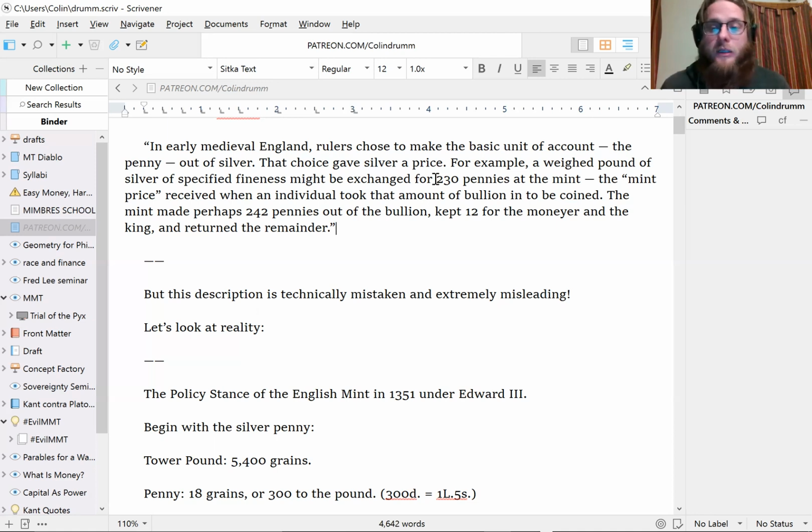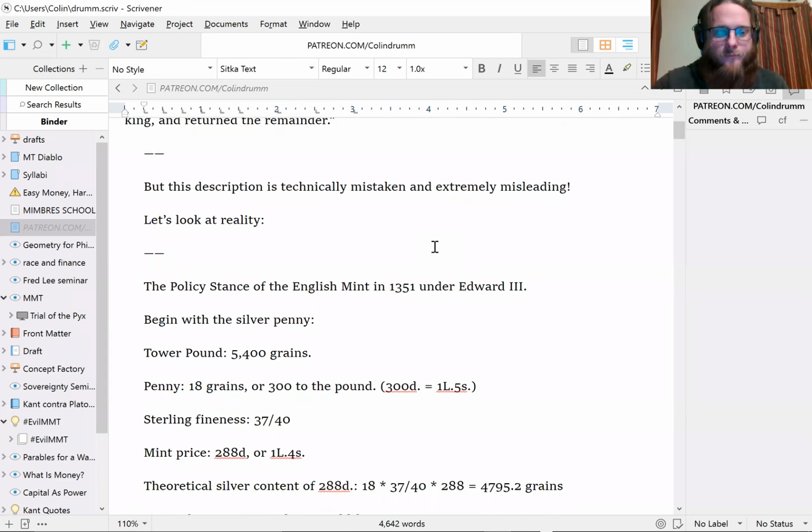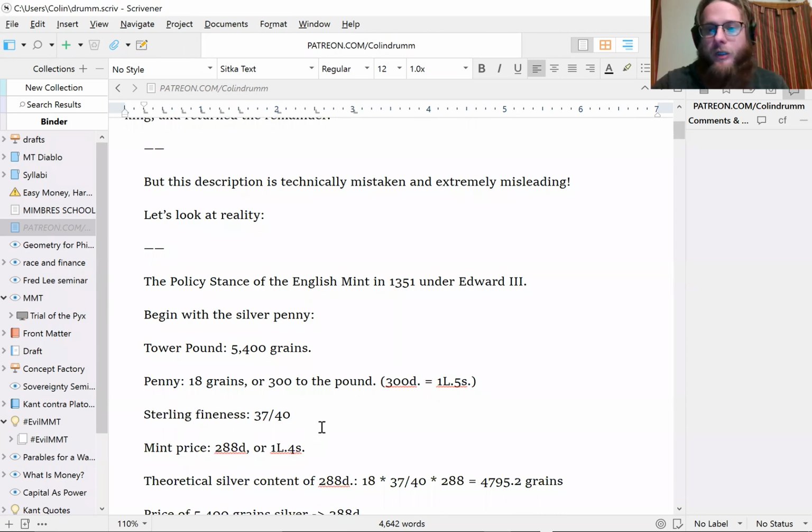By the 14th century, which is the period we're going to be taking our example from, the mint price is closer to 288. It varies a little bit, but this is the standard we're going to be looking at: a mint price of 288. And so what this means is that the merchant takes a pound of silver to the mint, and in exchange they would get 288 pennies, which is 1 pound 4 shillings.